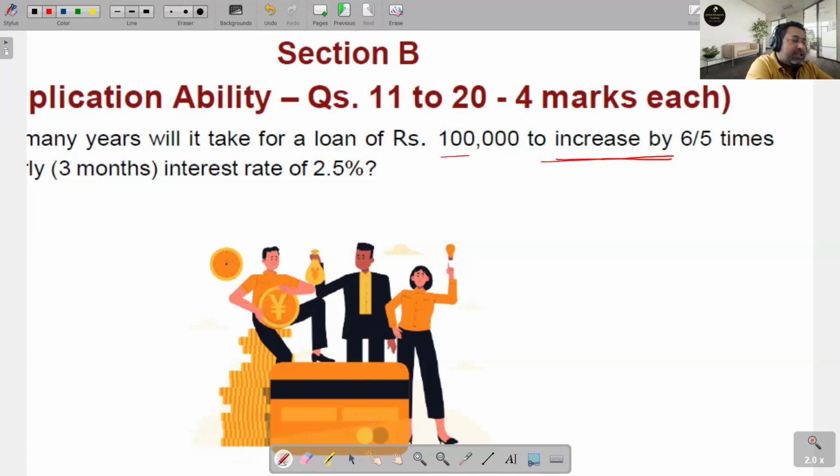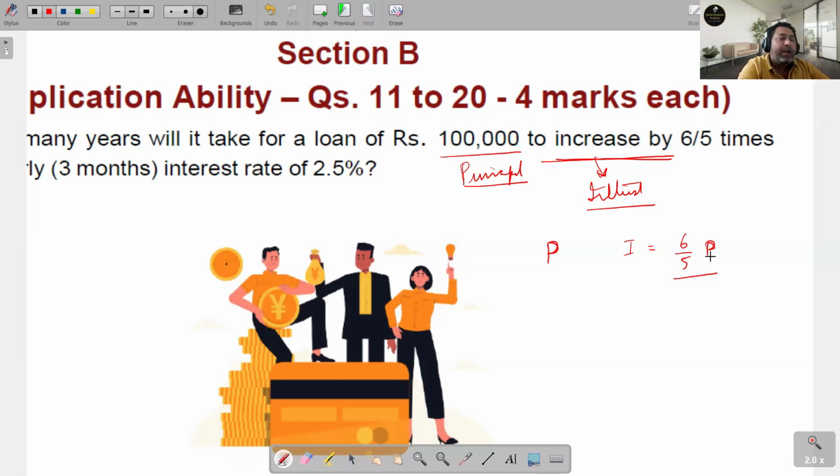So what is the increase? This is the principal amount, right? This is the principal amount, which was the loan amount given to a person. Now this one is increasing by this much time. So what is the increase? The increase itself is the interest, right? All right. So let's say the principal is P, and therefore the interest will be equal to 6/5 times of P. Correct? All right, it will be 6/5 times of the P.